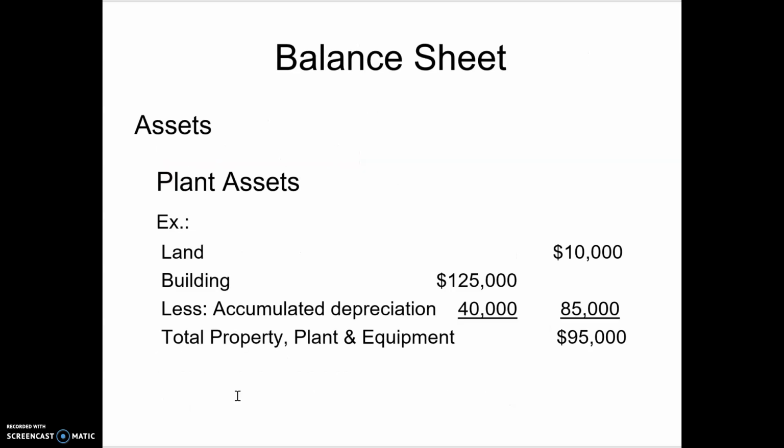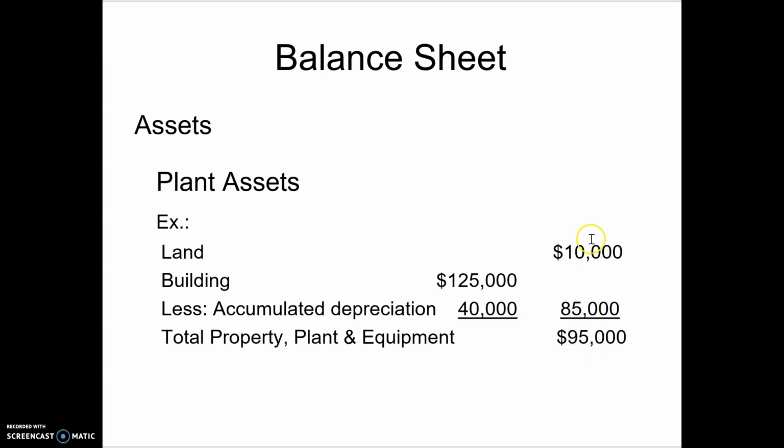So here's how our plant assets will look. Land does not get depreciated. We'll talk about that again in the depreciation chapter. So the cost of the land is the book value of the land. Here we can see the building and the accumulated depreciation. And we know the accumulated depreciation gets subtracted from the cost of the building to get the book value. So all of your categories of plant assets other than land will have their cost and their accumulated depreciation. You subtract to get the book value.